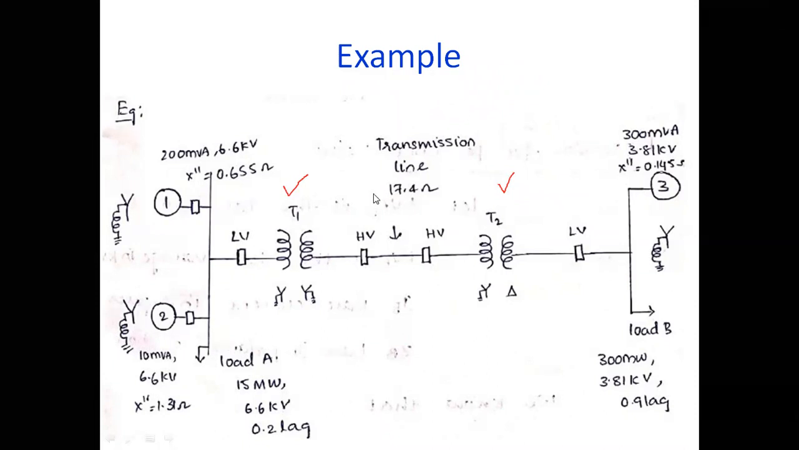Always the secondary voltage of the first transformer is equal to the primary voltage of the second transformer. Why? Because these two have been connected in series, right? So you must remember this point throughout this subject, right? Next.